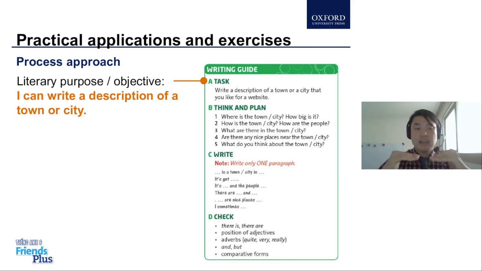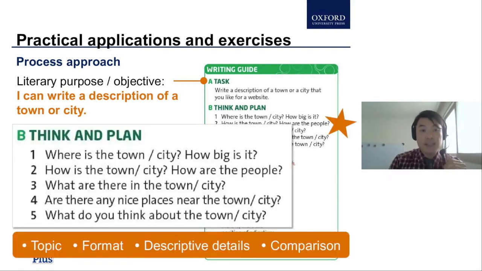Now, instead of looking at the passage and doing an imitation, we're going to build up from the bottom up. We're going to see first our objectives, and the next part is having our students think and plan in the classroom with the class teacher and the other students. They're going to build up their brainstorming ideas. They're going to look at the topic. They're going to design their formats. They're going to look at descriptive details, and they're going to incorporate that grammar comparison.